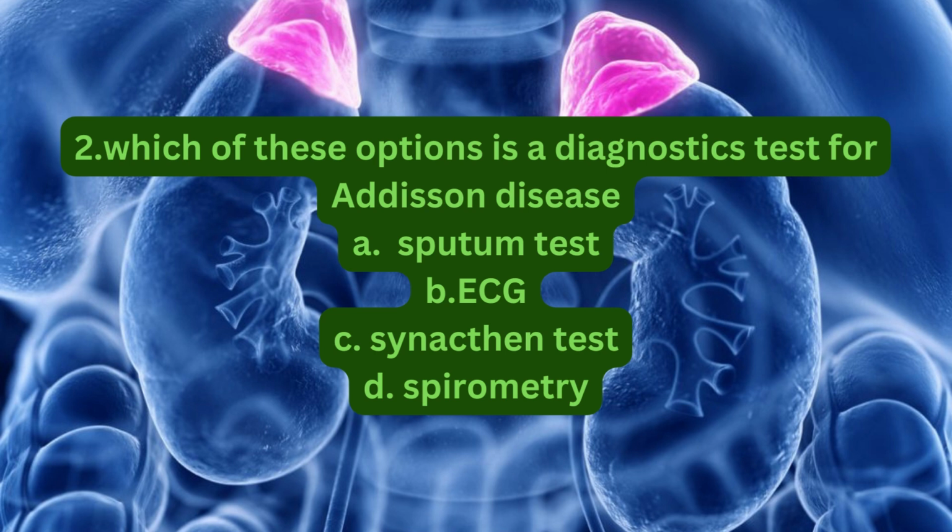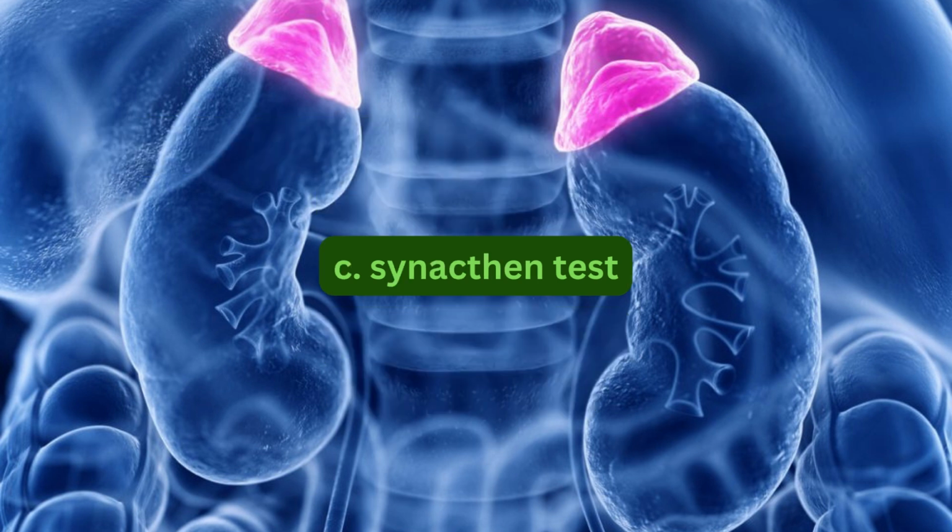Correct. Number 2 question says, which of these options is a diagnosis test for Addison's disease? A. Sputum test, B. ECG, C. Synacthen test, and D. Spirometry. Number 2 is C. Synacthen test.